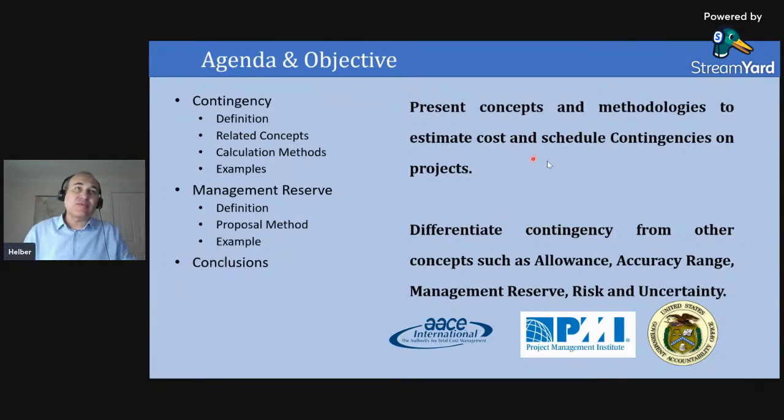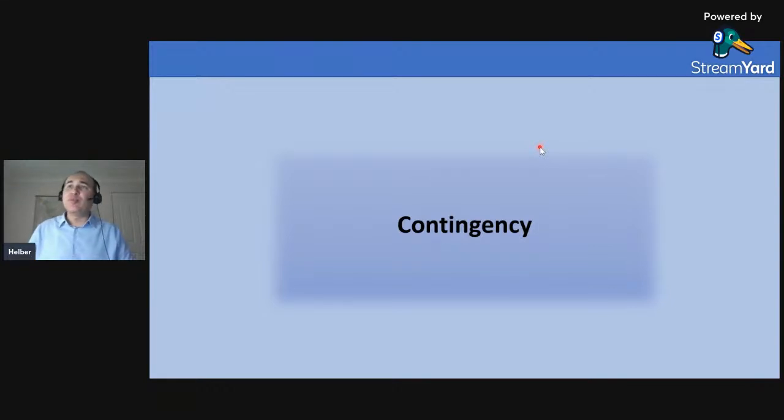Like I mentioned before, the idea here is to understand better the concepts and the methodologies to estimate contingency in projects, and also to make some distinction from correlated concepts. The institutions behind this presentation are AACE from the United States, PMI, and GAO, the Government Accountability Office of the United States. These are the documents, plus the book that I published last year, on cost engineering techniques.